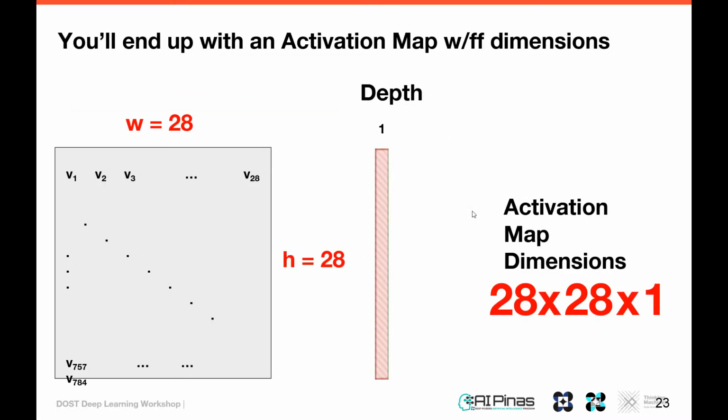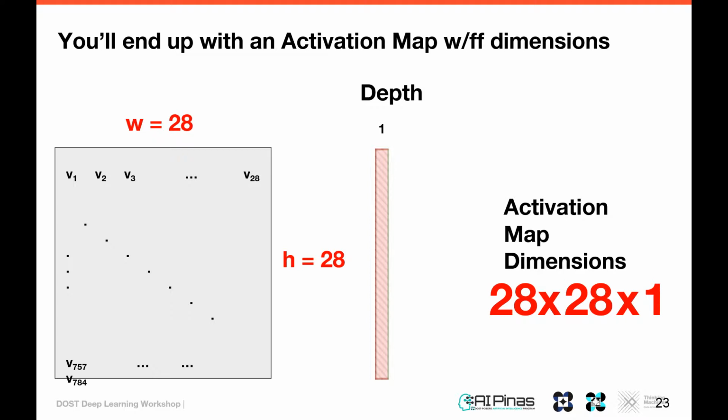Here you end up with that activation map with dimension 28 by 28 by 1. Why is it 28? Because if you take a filter of width and height 5 and multiply it across, you'll get an activation map like this. And mathematically, you will always get an activation map with dimensions smaller than the original volume. Take a moment to think about it.